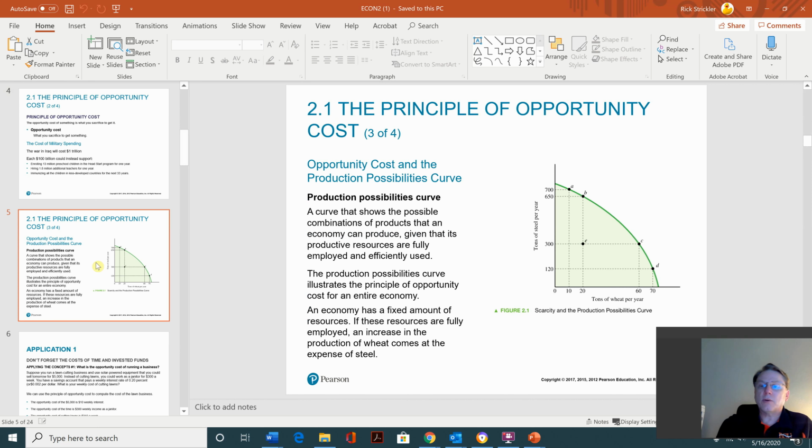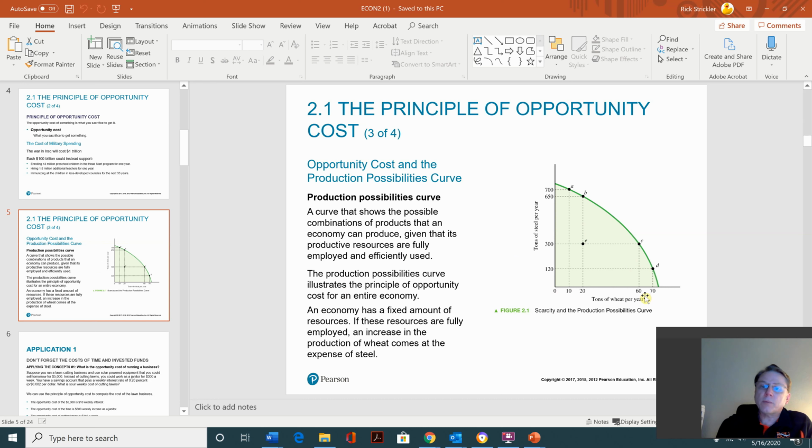Okay, so here's a little graph, a curve that shows the possible combinations of products that an economy can produce given that its productive resources are fully employed and efficiently used. The production possibility curve illustrates the principle of opportunity cost for an entire economy. An economy has a fixed amount of resources. If these resources are fully employed, an increase in the production of wheat comes at an expense of steel. So this is what we're giving up or getting, depending on where you are on the curve.